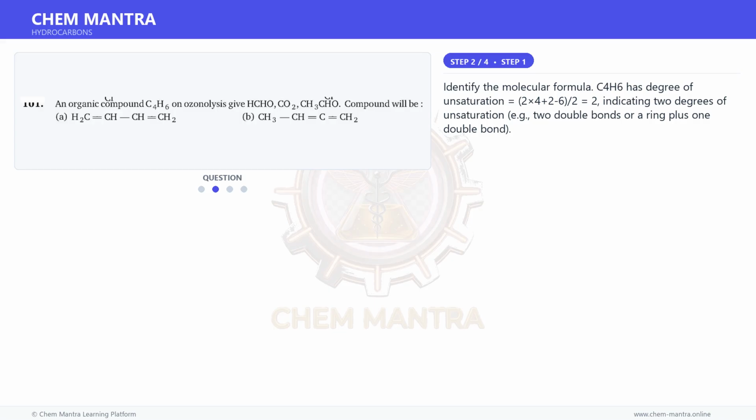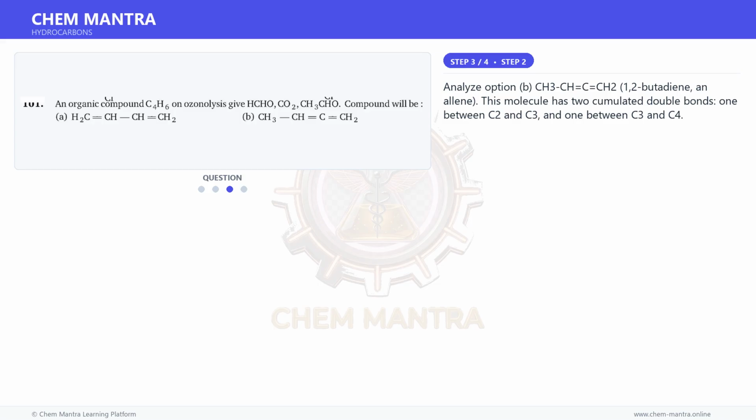Moving on to the next step. Identify the molecular formula. C4H6 has degree of unsaturation equal to (2 times 4 plus 2 minus 6) divided by 2, which is equal to 2, indicating 2 degrees of unsaturation, for example, 2 double bonds or a ring plus 1 double bond. Moving on to the next step.